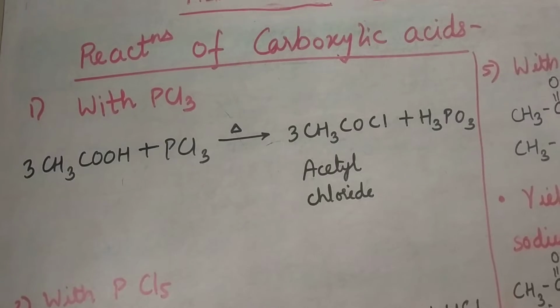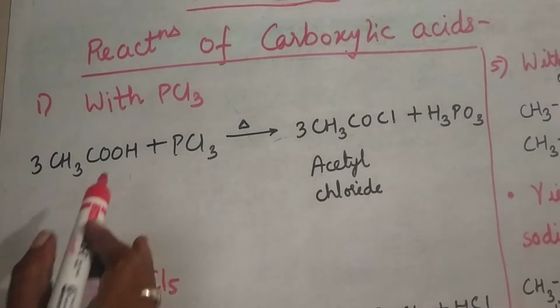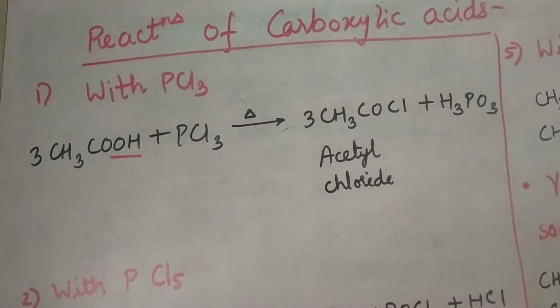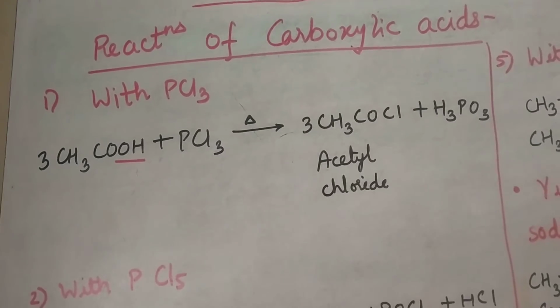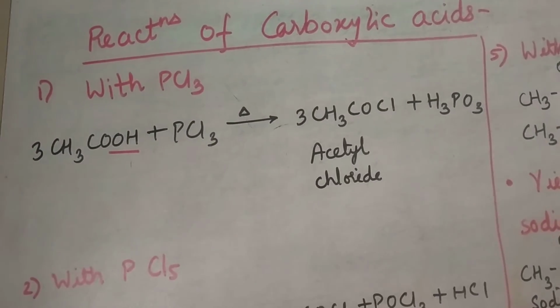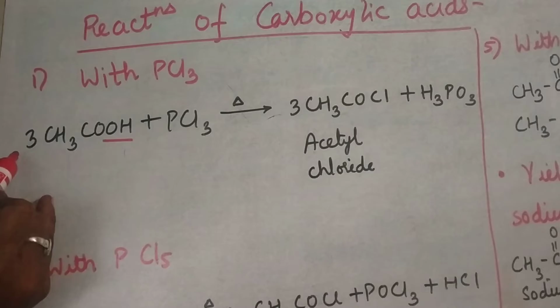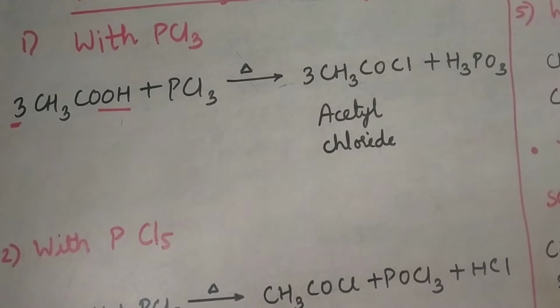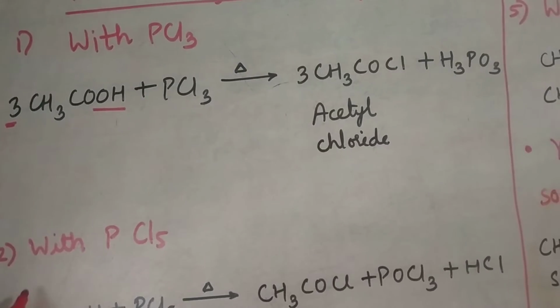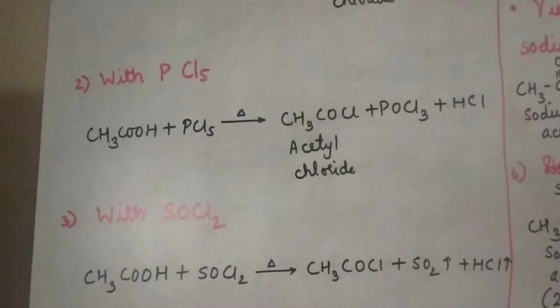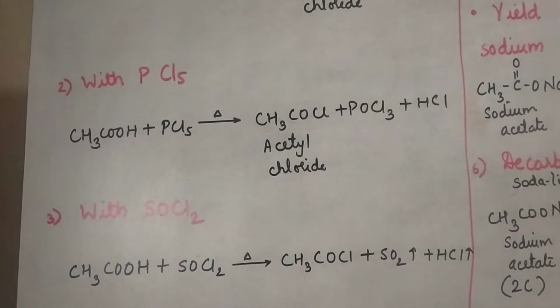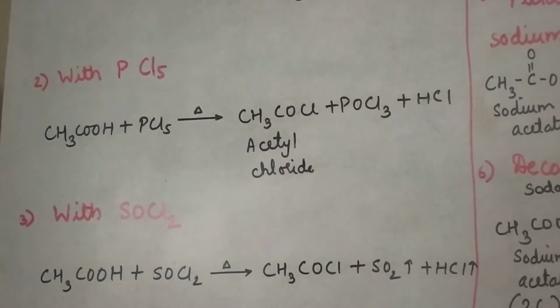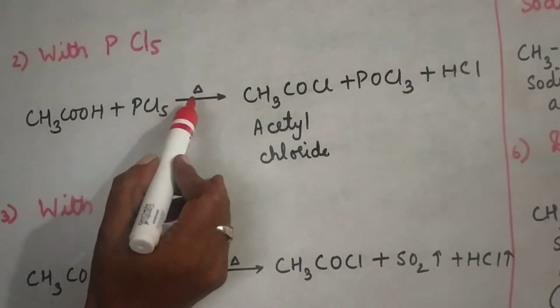So OH is replaced by Cl here. The OH group is replaced by Cl and we have formation of H3PO3. This reaction is utilizing 3 molecules of acetic acid. Next is reaction with PCl5, phosphorus pentachloride. Acetic acid reacts with phosphorus pentachloride.